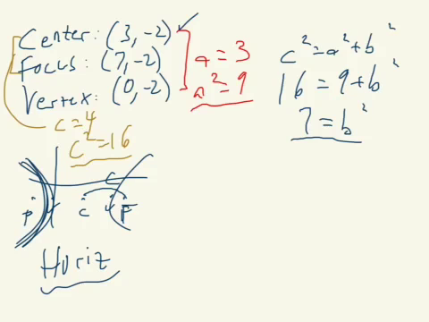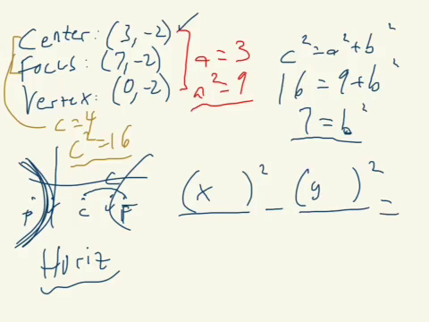This is where you might be disappointed. Oh no, b squared is 7. What's the square root of 7? I need my calculator. I'm going to have a radical in my answer. No, you're not, because the equation does not ask for b, it asks for b squared, so we're actually good to go. Since this is horizontal, we'll do the x first, put a minus, y second, always equals 1.